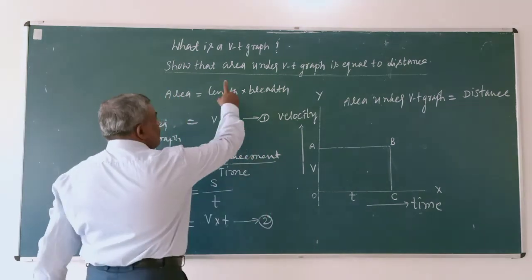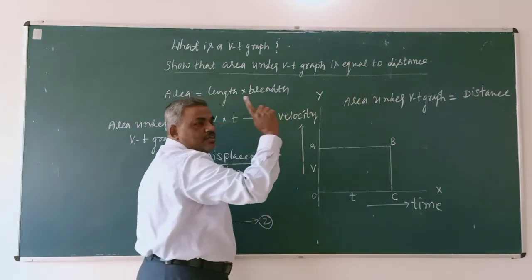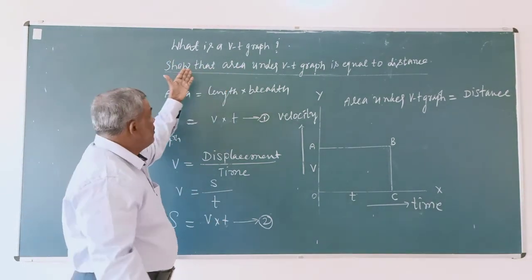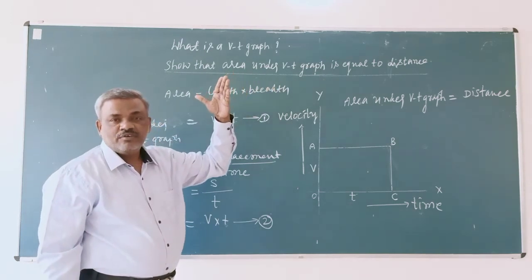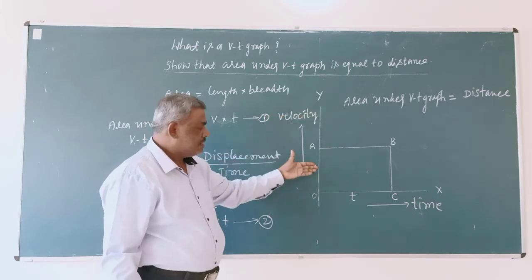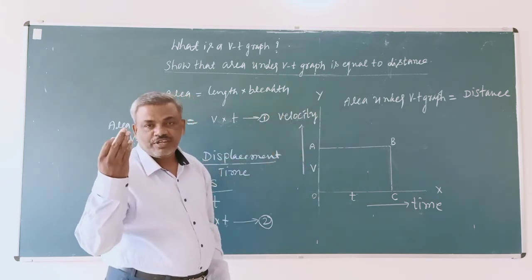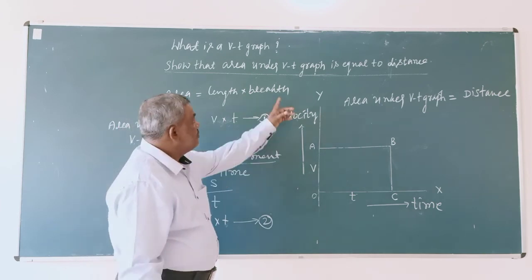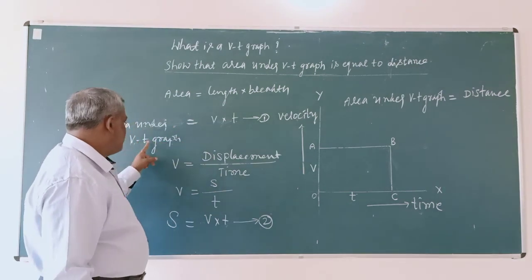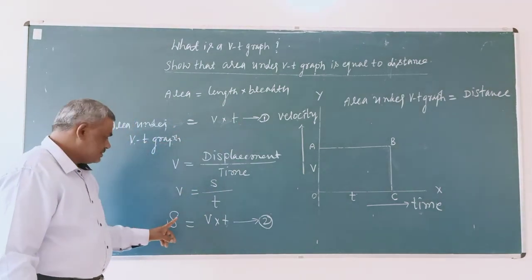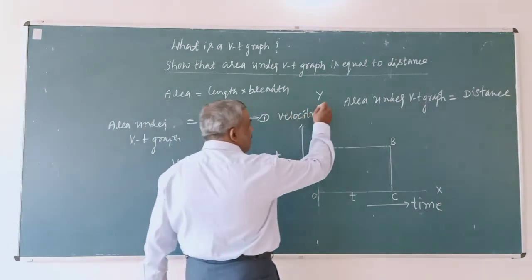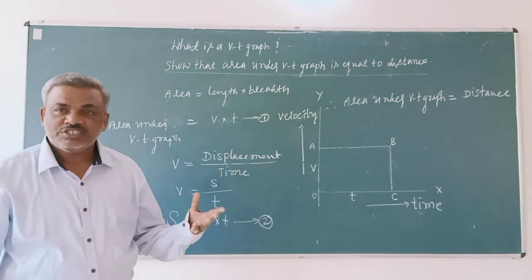Now the question: the area under the VT graph is equal to distance or displacement. This is a 3 marks question. What is a VT graph? Show that the area under the VT graph is equal to distance. The graph obtained by plotting velocity along the y-axis and time along the x-axis is called a VT graph. Then prove that the area under the VT graph equals V into T, and S equals V into T. Equating equations 1 and 2, finally you get the area under the VT graph equal to distance traveled.